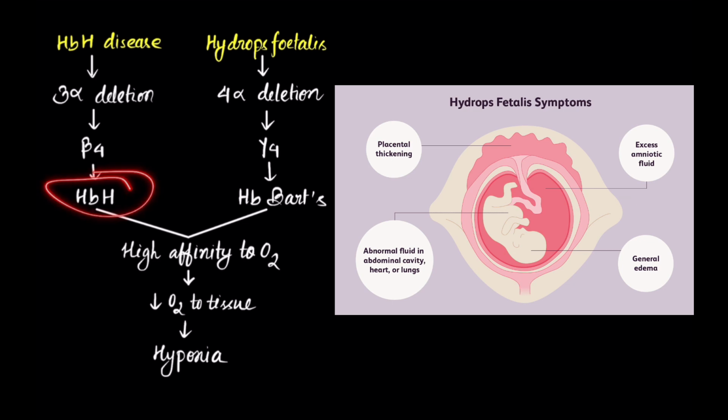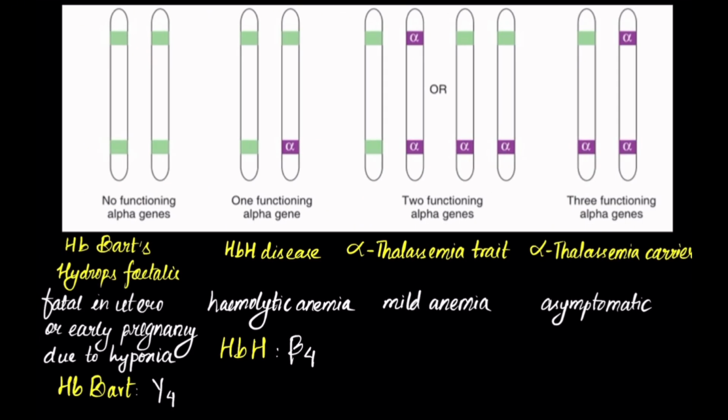Now, both HbH hemoglobin and Bart's hemoglobin have very high affinity towards oxygen. Since they have high affinity towards oxygen, once they bind to oxygen, they won't let go of it easily. So there is a reduced supply of oxygen to tissue, leading to hypoxia. Now, the very bad part about hypoxia is that in case of hydrops fetalis, due to this hypoxia, the fetus dies either in the uterus itself, leading to stillbirth, or just a few days after delivery, leading to death of the fetus itself. So this is the worst out of the 4.